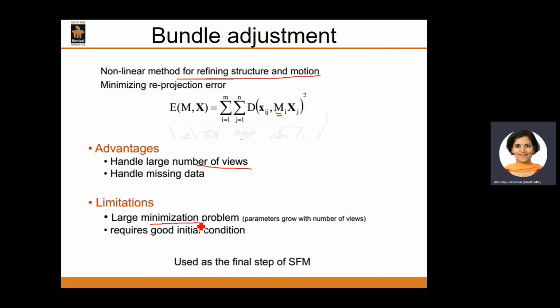So in order to ensure that the minimization approach is proper, and that we are going to reach the global minima, you can use a good initial condition. One such approach is to use any of the previous approaches for finding an initial reconstructed structure, and then from there use bundle adjustment as a final step of SFM, where you refine the structure and motion. That's why it's called a refining problem. So having found the reconstruction from any of the previous methods, we can use the bundle adjustment approach to refine it in order to reduce the error further.